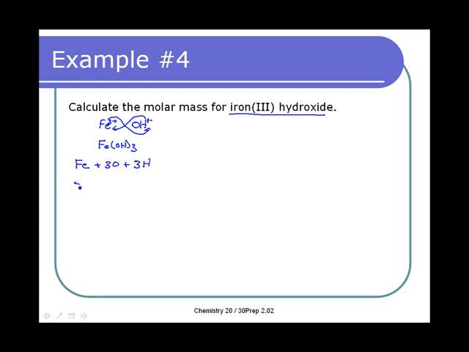The molar mass for iron is 55.85 grams per mole plus 3 times 16.00 grams per mole plus 3 times 1.01 grams per mole. And when we run it through, we should find that the molar mass of iron 3 hydroxide is equal to 106.88 grams per mole.